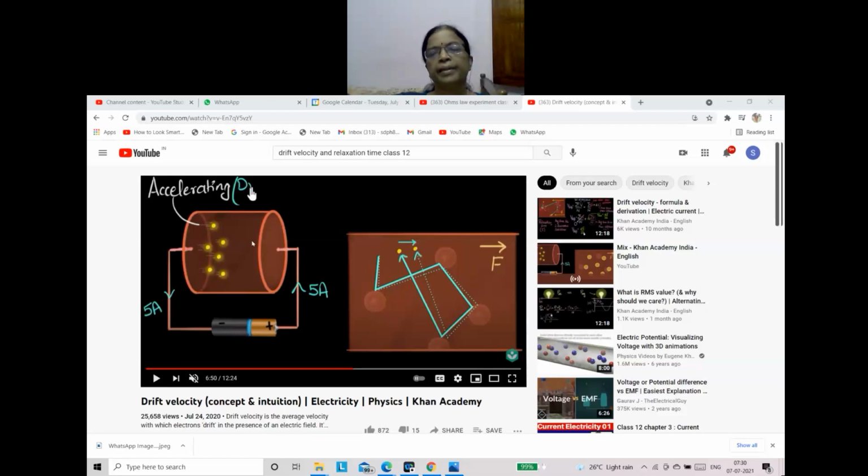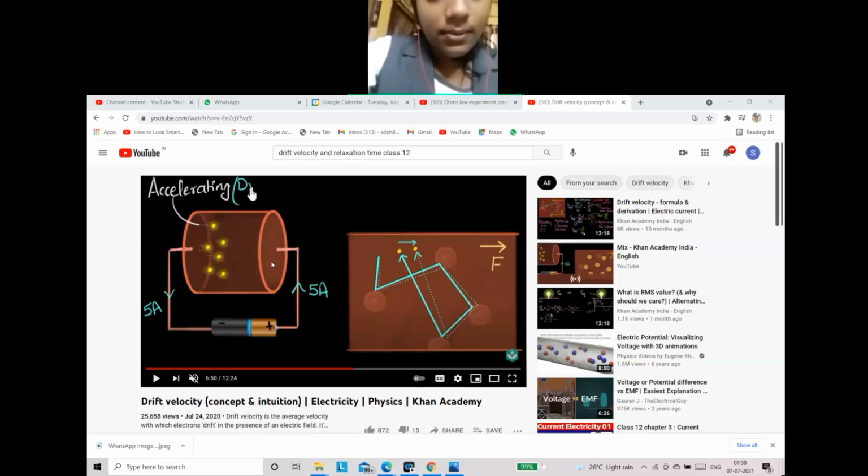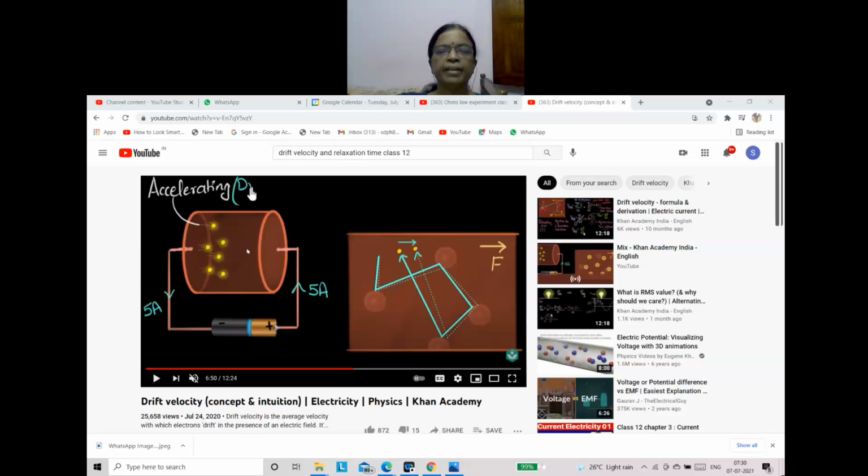What do we substitute for T, children? The time taken by the electrons to cross the conductor: L by Vd, where Vd is the drift velocity. Then L and L cancel, we get I equal to N A e Vd. Very important relation between current and drift velocity. I will show the page.